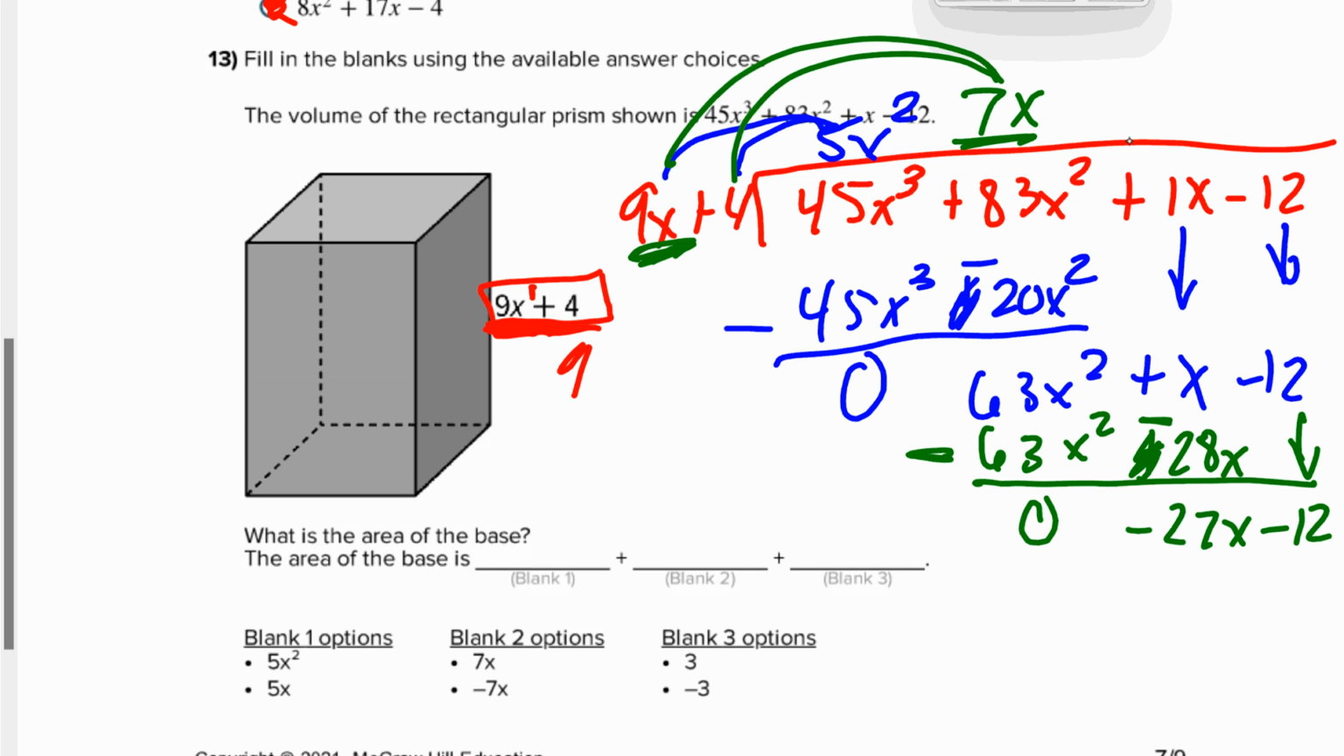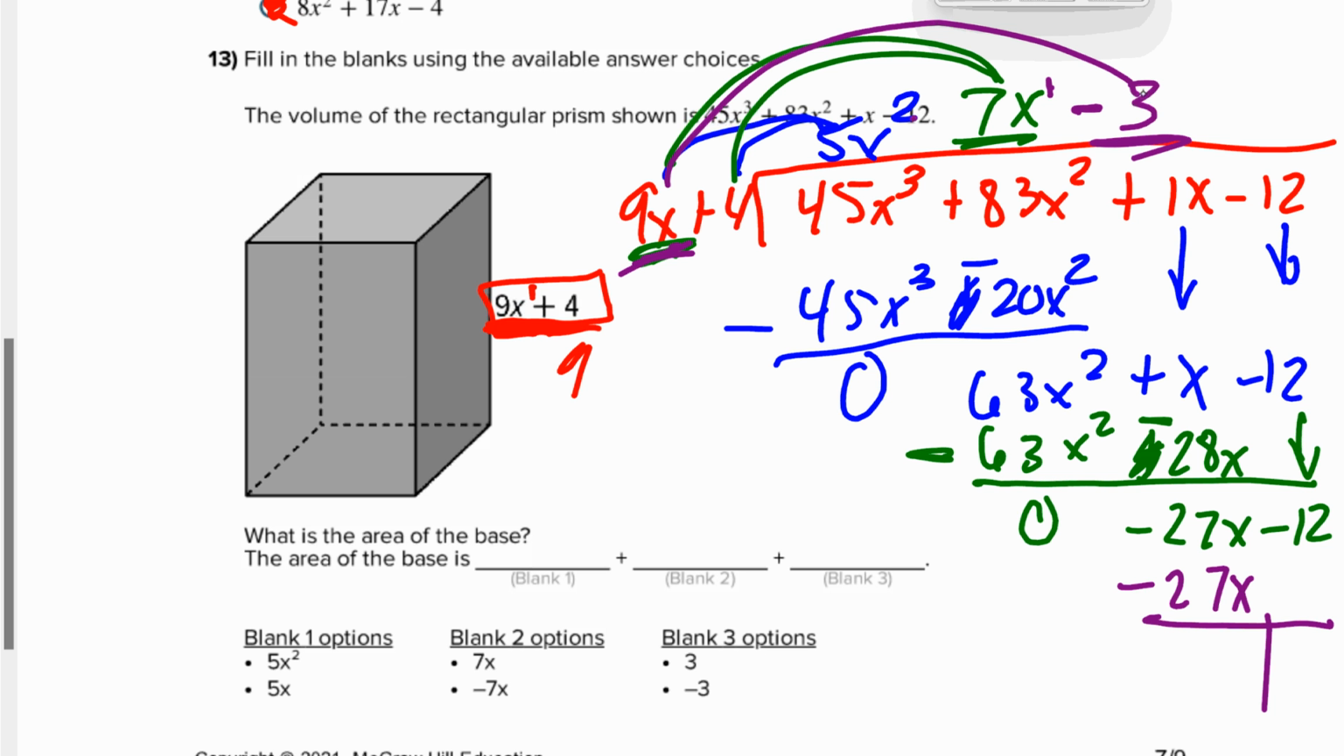Then we ask ourselves, okay, what times 9x is 27x? Well, that'd be a positive 3, and we can see we went squared to the first, and now our constant. So we know the rest is the remainder. So 3 times 9x is our 27x. Oh, we need a negative, so that needs to be negative 3. So that makes a negative 27. And then negative 3 times 4 is negative 12. Now we have to subtract them, so that becomes positive. Subtract that one, becomes positive. We get 0 and 0, so we have no remainder.